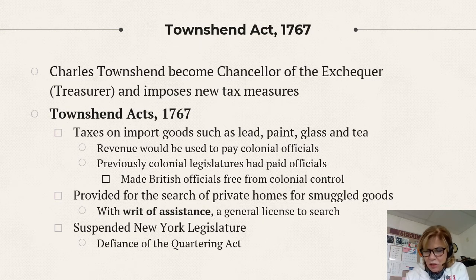They called him Champagne Charlie. I'm not sure why. But then he issues a whole new series of laws and taxes on them. And the main one are the taxes to increase revenue that's going to pay for the colonial officials there in the colonies. Right. And so they put a tax on the luxury goods: lead, paint, glass, tea. Right.